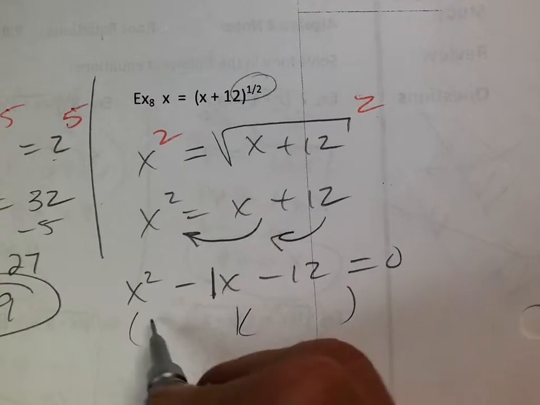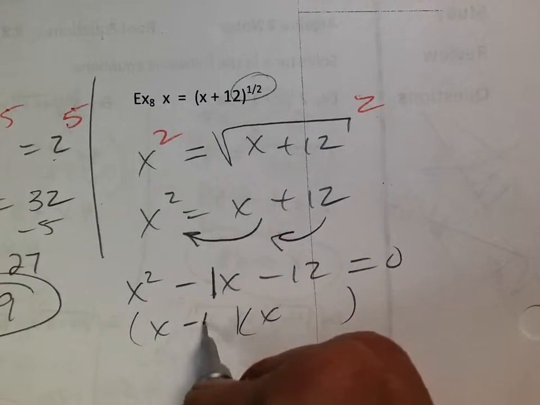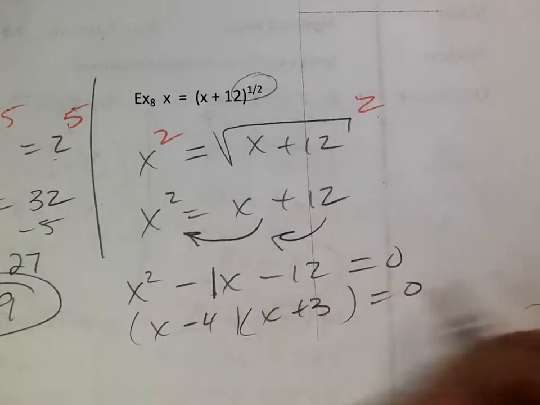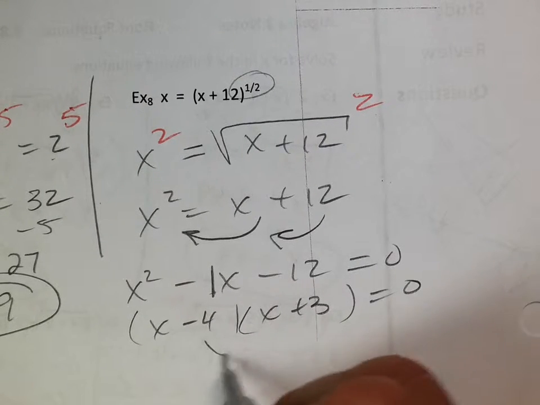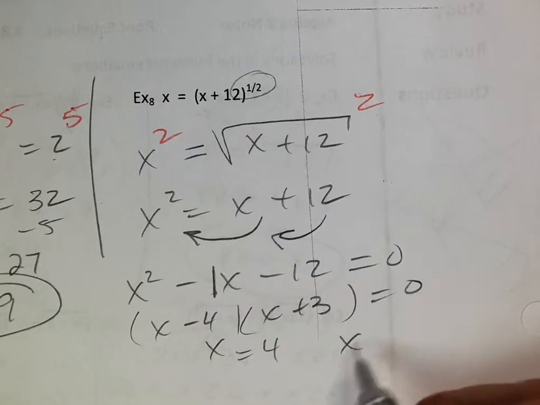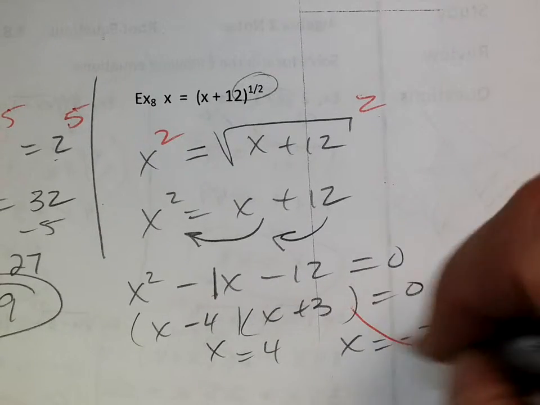So if I factor, 3 and 4, how about a minus 4 and a positive 3? Of course, the answer is going to be the opposite because we're solving, right? So the answer is going to be the opposite. X is equal to a positive 4. X is equal to negative 3. We're going to throw out the negative 3. There you go. There's my answer.